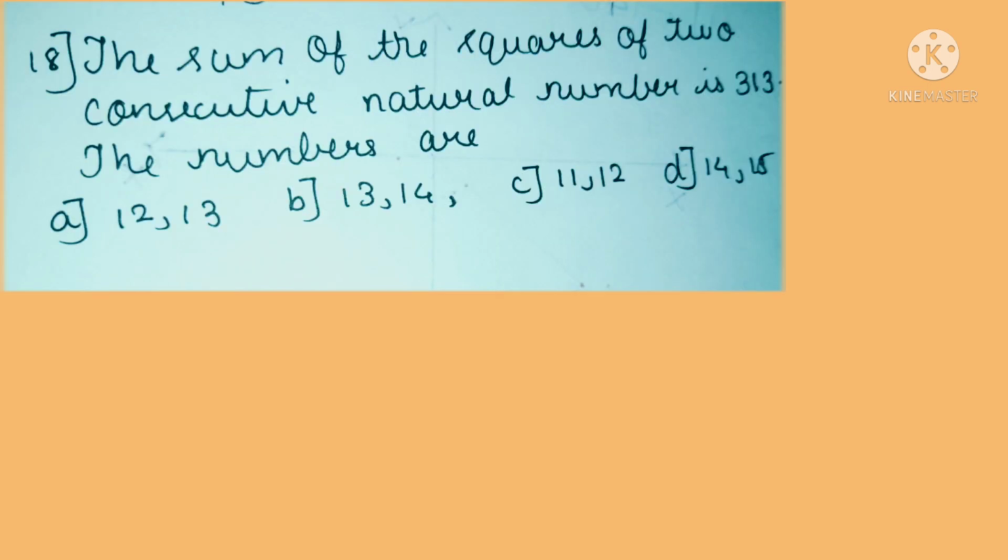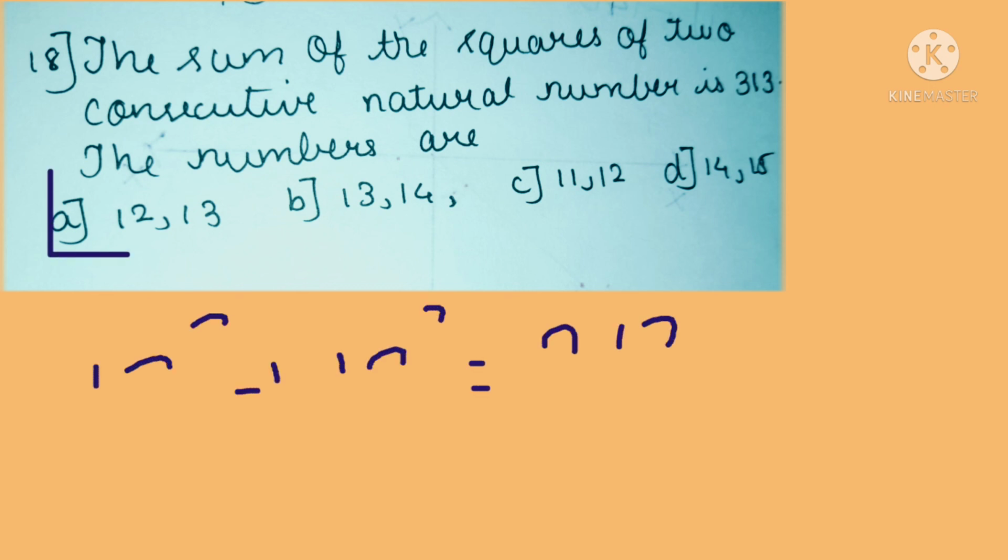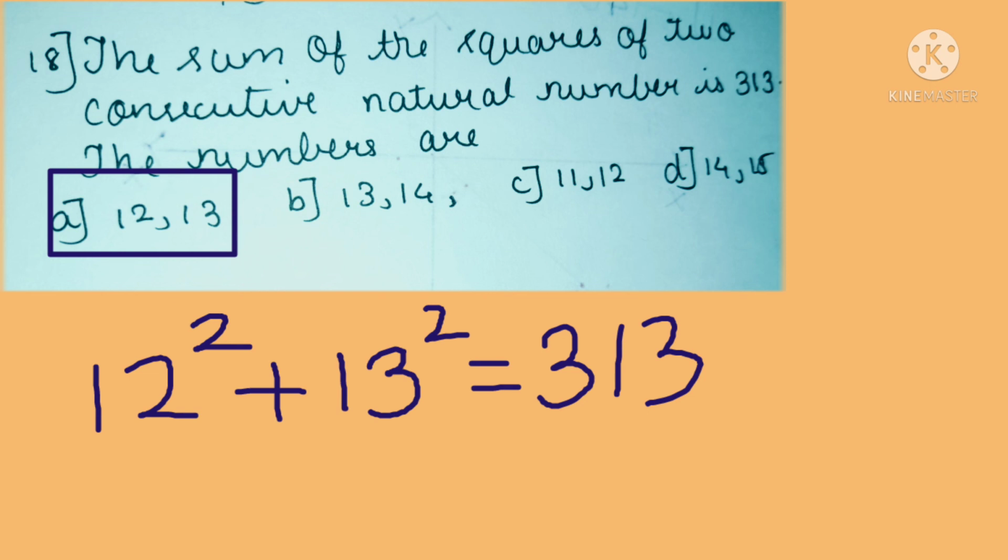Over here the question is, the sum of the squares of two consecutive natural numbers is 313. The numbers will be according to the options. So this question is also completely based on the options itself. If we take option A, 12 and 13, the sum of the squares of the two consecutive natural numbers, first we need to square the natural numbers and then sum them. If we get the answer 313, then the option will be right.